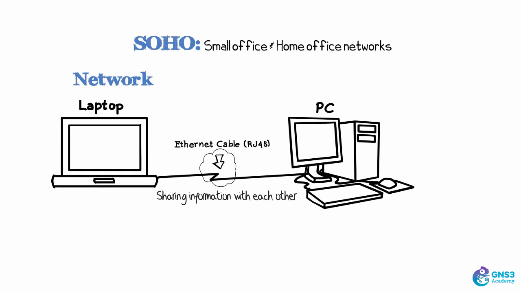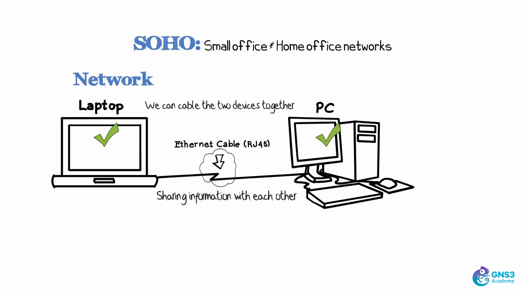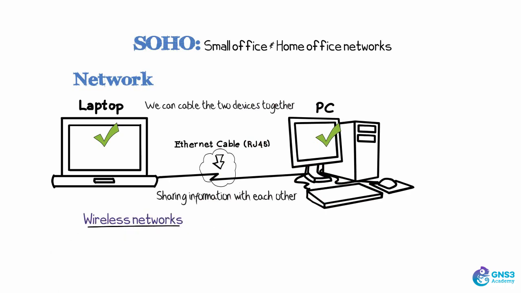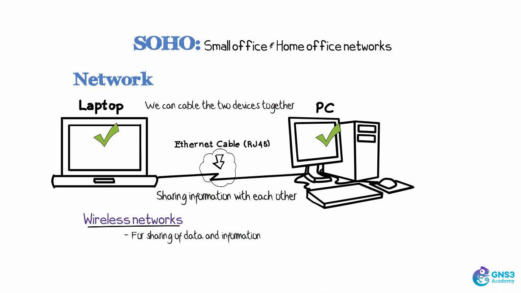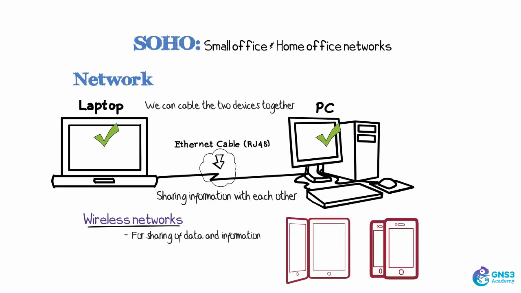So think of it as follows. The PC has a photograph that we want to copy to the laptop. To do that, we can cable the two devices together and simply copy the file across. These days, however, we tend to use wireless networks more and more for sharing of data and information, especially with the growth of iPads, iPhones, and other mobile devices.